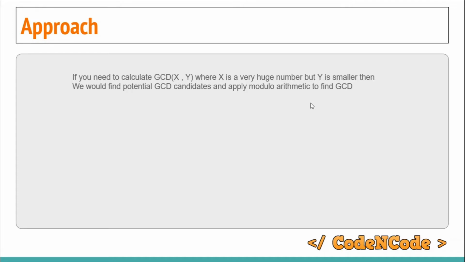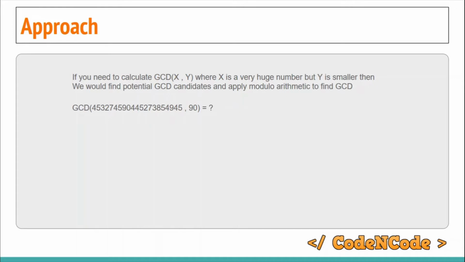Now see what is the difference. Usually we would use the Euclidean algorithm to calculate GCD, but in this case first we would find the potential candidates for GCD and then we would use modulo arithmetic instead of the Euclidean algorithm to calculate GCD. Let me show you how, and what the potential candidates are. Suppose the question was this: 4 into 10 to the power 20, roughly.